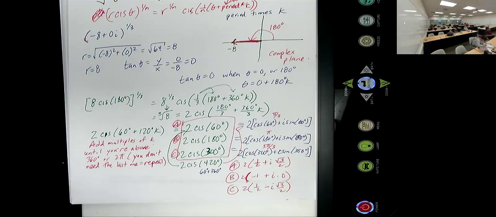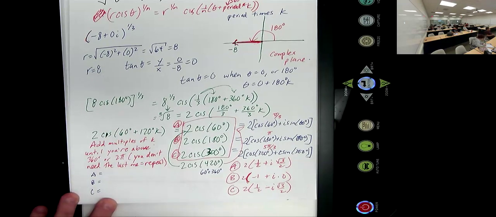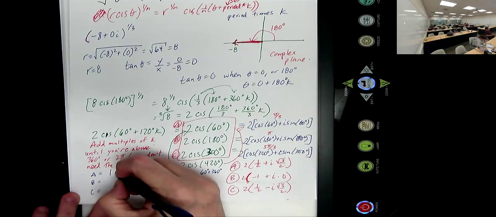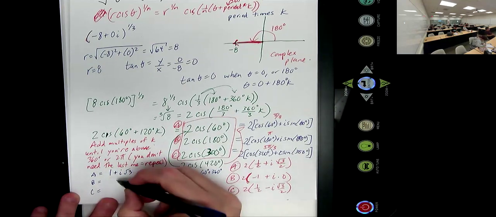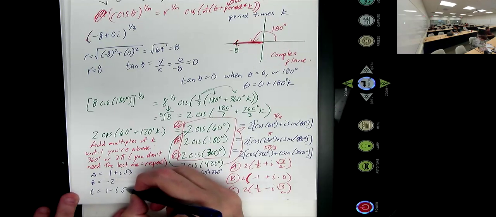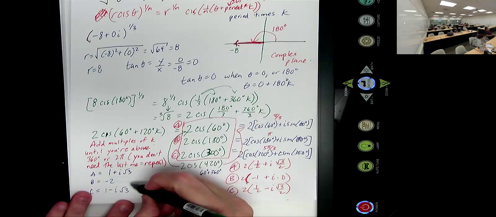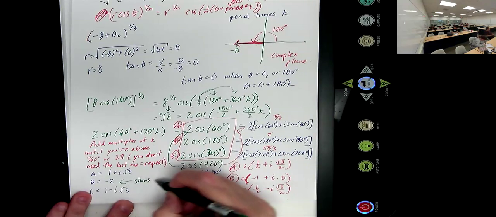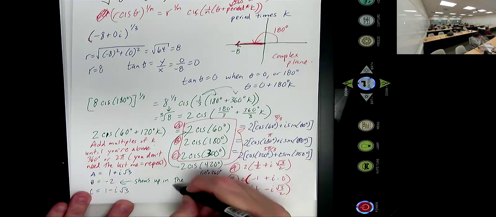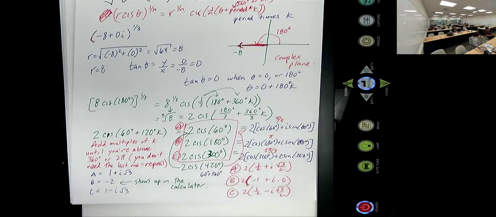So, if I wanted to clean that all up, I've got 1 plus i root 3, I've got negative 2, and I've got 1 minus i root 3. This is the only one that shows up in a calculator. You say cube root of negative 8, it gives you negative 2. It assumes you're working with real numbers, but there are complex solutions to this.